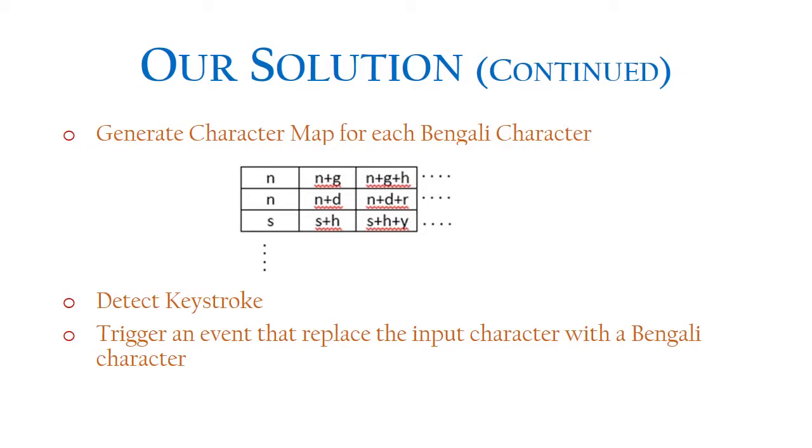In this toolkit, we have used a map data structure. The first element of each row of the map is an independent character. The second element of each row is the combination of the first two, and so on. Each element of the map has its own Unicode value. We detect the keystroke for each and every key entered by the user using the standard keyboard, and then call an event. Basically, it triggers an event and replaces the English character with a Bengali character.